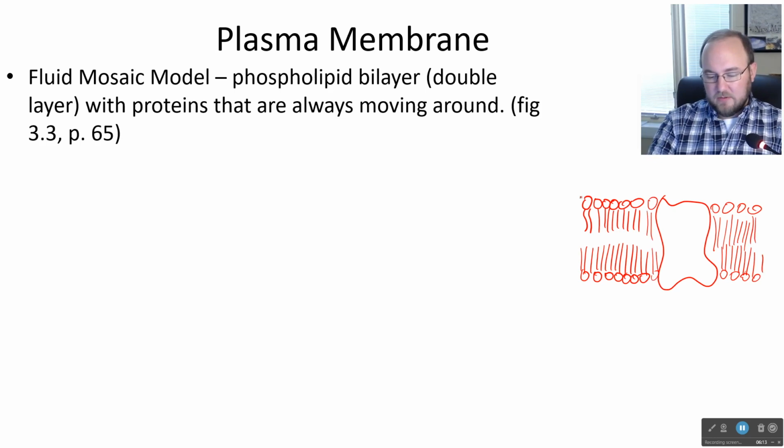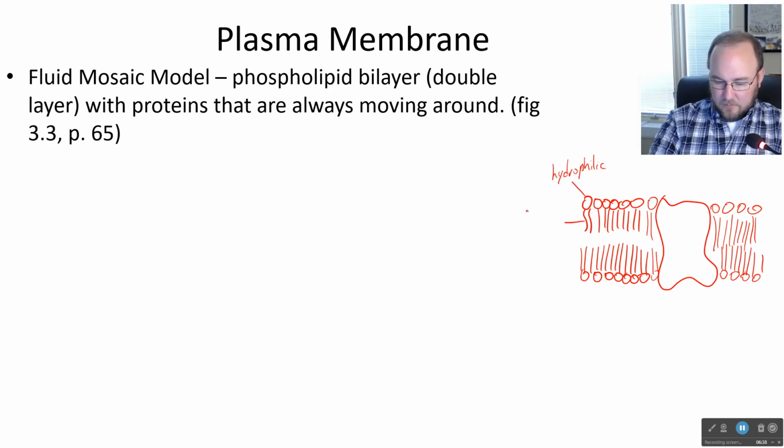Phospholipids naturally arrange themselves in this pattern. This part likes being next to water. It's hydrophilic. The tails, that's the lipid part, the fatty acid parts. These parts are, let's draw it, hydrophobic.